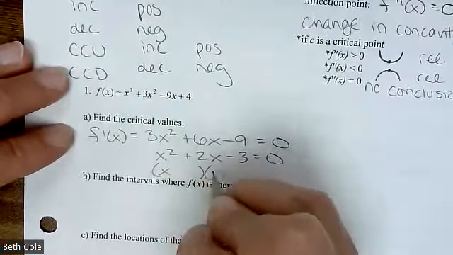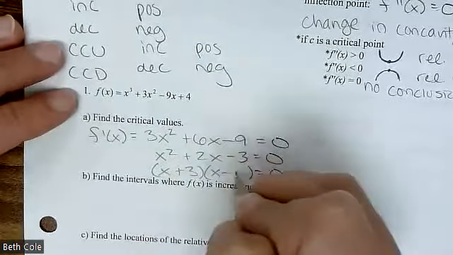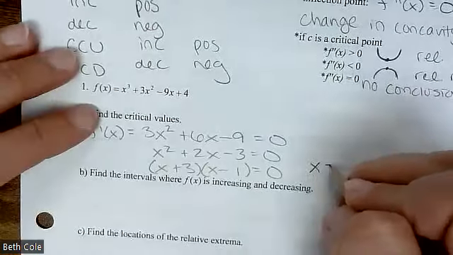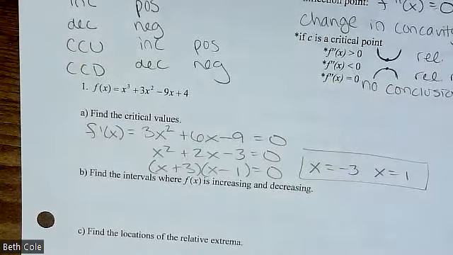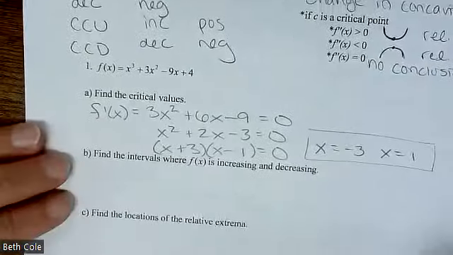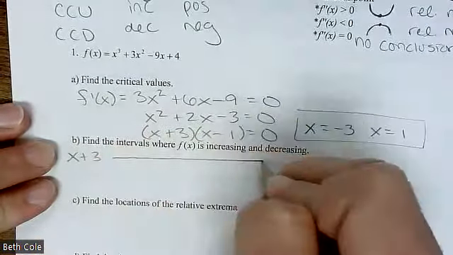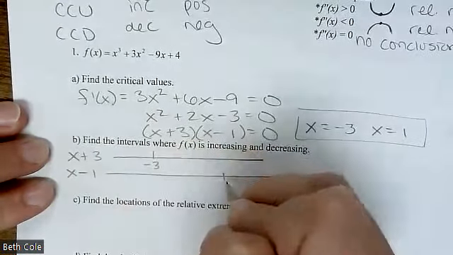And then that's going to split into what? And so your critical points are x equals -3 and x equals 1. This is a review of what we did last time. Intervals of increasing and decreasing. You're going to make number lines for each of these factors. So a number line for your x plus 3, number line for your x minus 1.